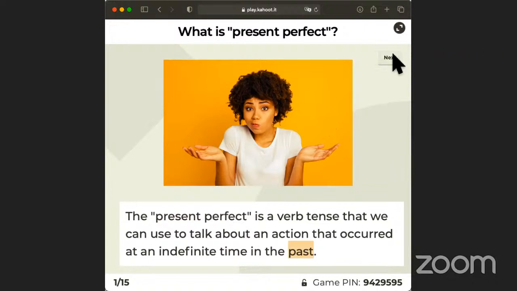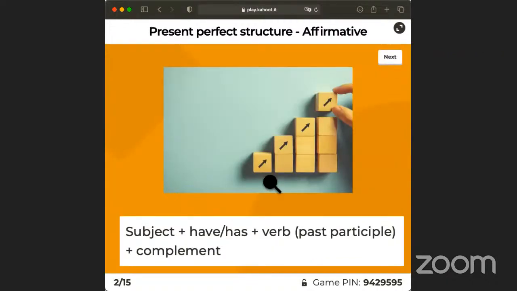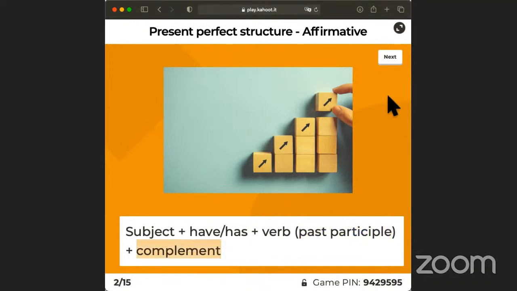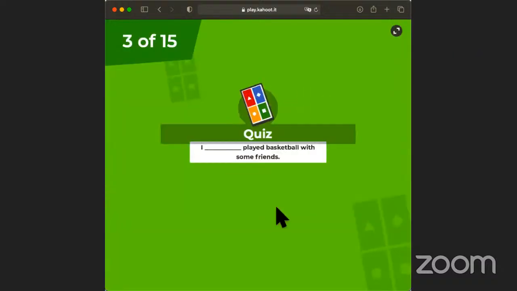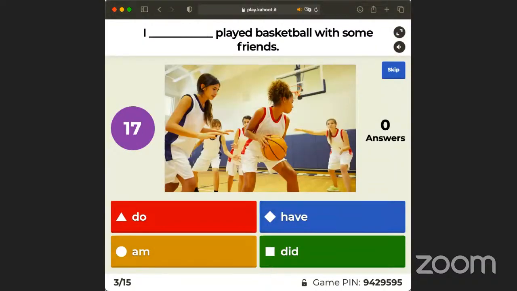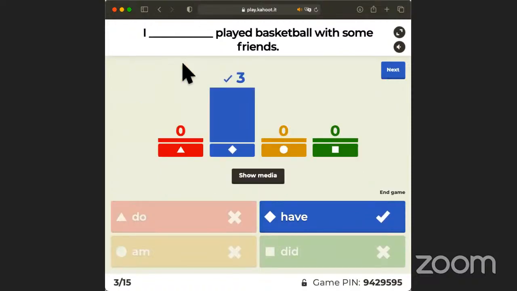Okay, guys. So let's see. These are very easy questions. So this is the form. Now we've seen this already. The subject: I and the plurals use have, and he, she, it uses has, right? And then the past participle of the verb, and then the complement. But this is a very easy game, so you're going to understand this in just a moment. So I do have and did play basketball. All right, great job.